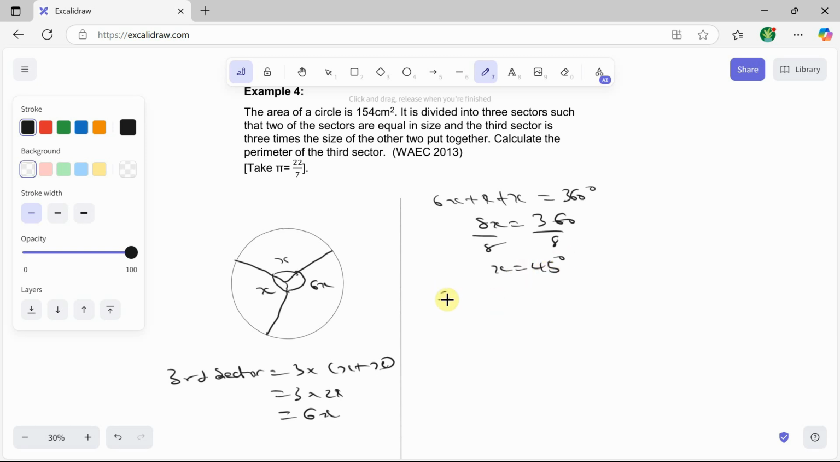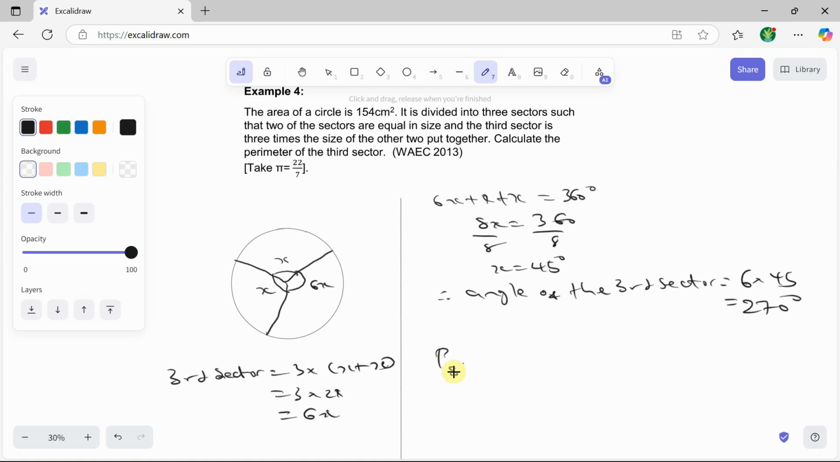So that means therefore the angle of the third sector, which is equal to 6x, right? This would now equal 6 times 45. And what would that give you? That will give you 270. So the angle of the third one is 270 degrees. Great. So we know this one.